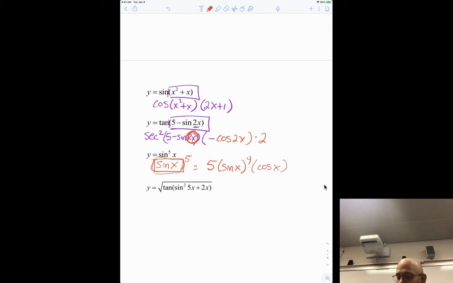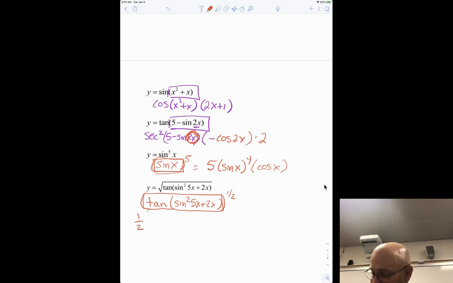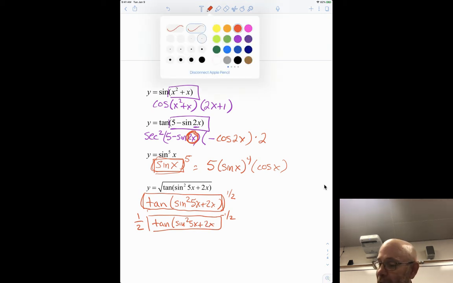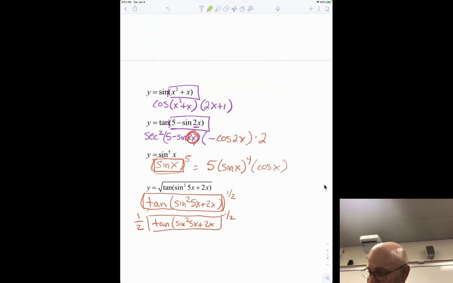Okay. And then I'm going to do the same thing on this last one. I'm going to rewrite this tangent of sine squared. This is a little bit more complicated. I'm going to rewrite this all to the 1/2 power. So again, it's box to the 1/2 power. So the derivative of that would be power rule first, 1/2 times everything that's inside this box to the negative 1/2. So tangent of sine squared of 5x plus 2x. Now I have to take the derivative of what's inside that box. I'm going to change colors for you here. So it's tangent of something.